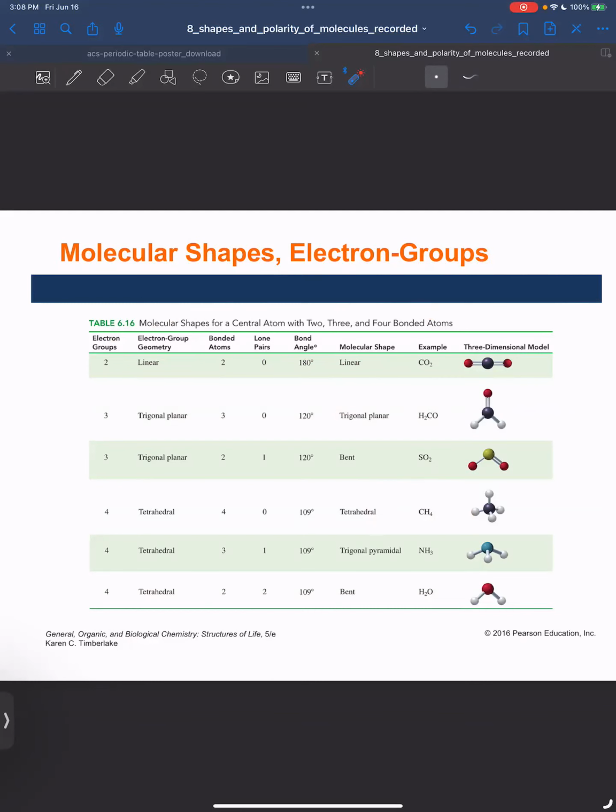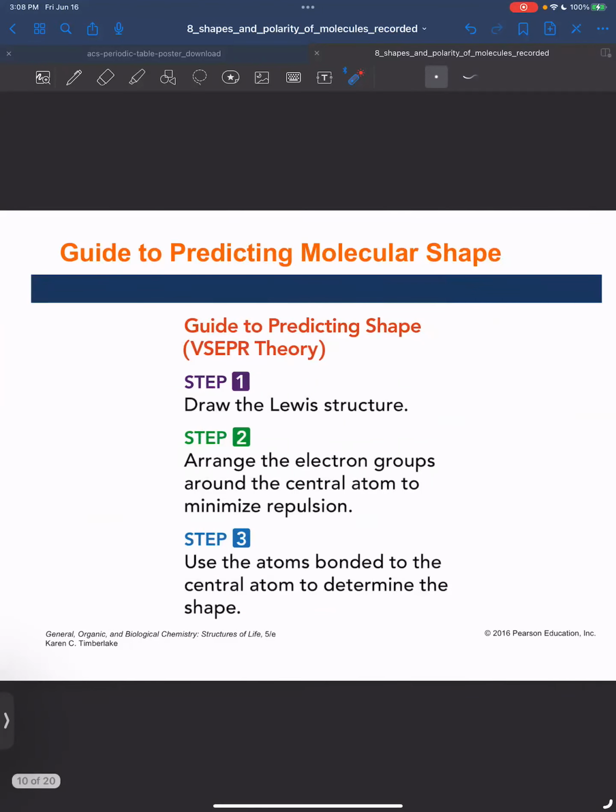So let's go through the guidelines for predicting molecular shape. Now, first and foremost, you have to be able to draw the Lewis structure correctly. So that I went over in a previous video. Make sure you go through that in great detail first, practice some problems before tackling this video here on molecular shape. Step 2, you're going to arrange the electron groups around the central atom to minimize repulsion. And then you're going to use the atoms bonded to the central atom to determine the shape.